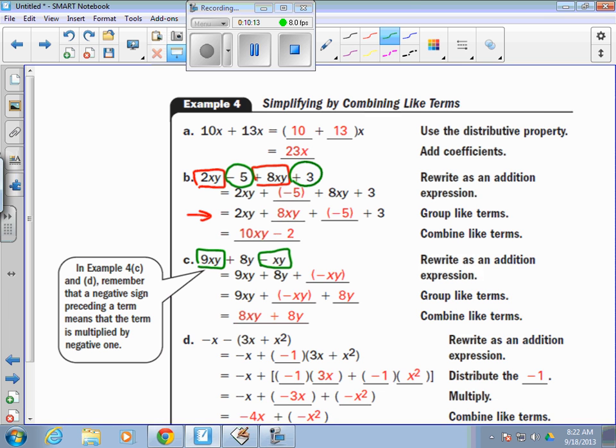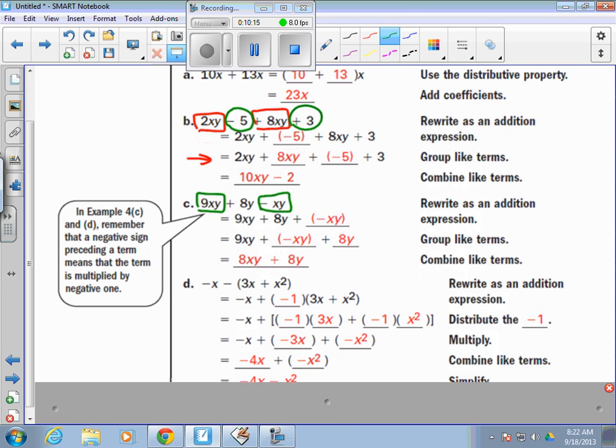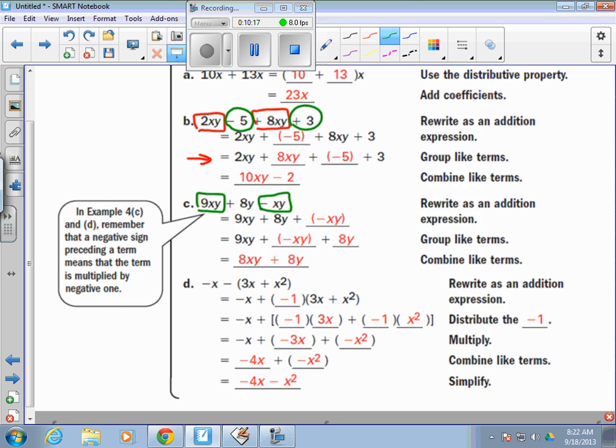And then D says negative x minus 3x plus x squared. Negative x plus negative 1. This is a negative 1 coefficient that doesn't show up. If you need to write it in, it might help you to do that. Then you just distribute negative 1 to both terms. Negative 1 times 3x and negative 1 times x squared. So negative 1 times 3x is negative 3x, and negative 1 times x squared is minus x squared.